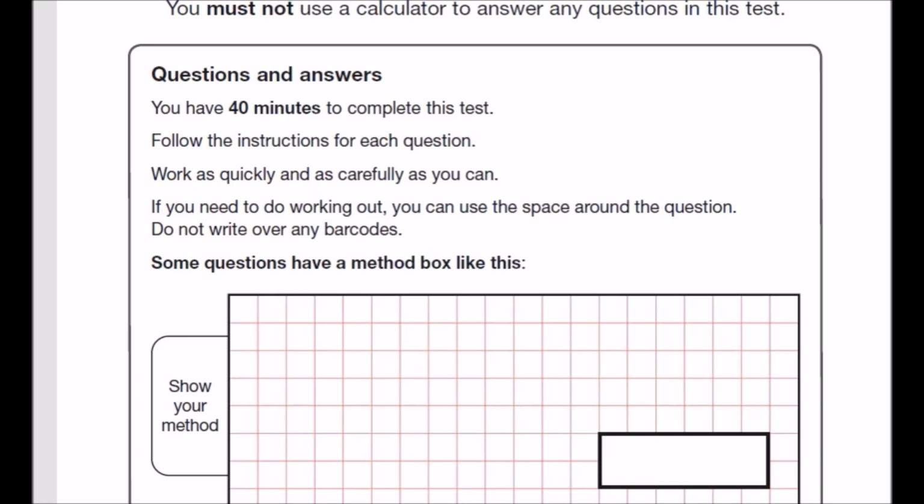It says here that you have 40 minutes to complete this test. We're going to try and do this in 30 minutes, if we can, that is. Fingers crossed. So follow instructions for each question. Work as quickly and as carefully as you can.